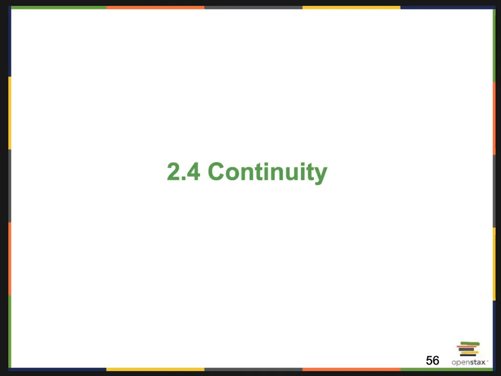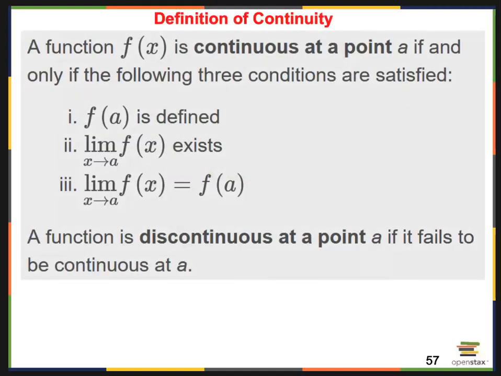All right, this section is about continuity, which really is self-explanatory. A function f of x is continuous at a point a if and only if the following three conditions are satisfied. So the first thing is f of a is defined. So in other words, if you have a number, let's say f of 3, it has to be defined, and we'll look at what that means here.